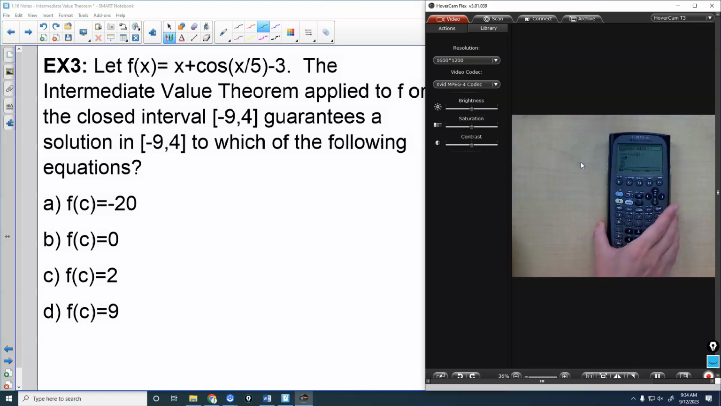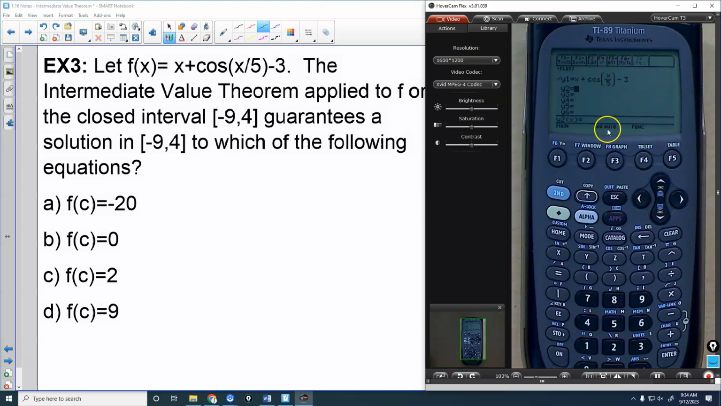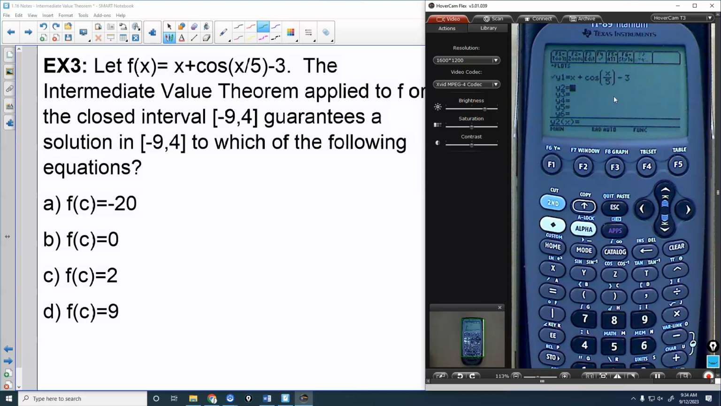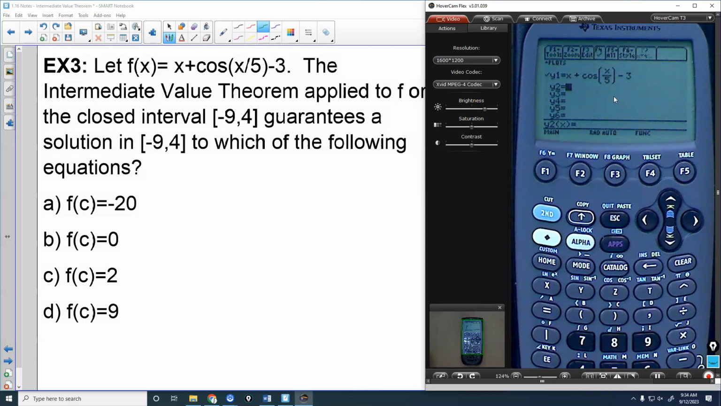Okay, so I'll zoom in there and brighten that up. All right, so you're going to go green button F1 to go to y equals, you're going to type in x plus cosine x over 5 minus 3. I just want to show you something cool. You don't have to do it this way. You could just type it in, okay?